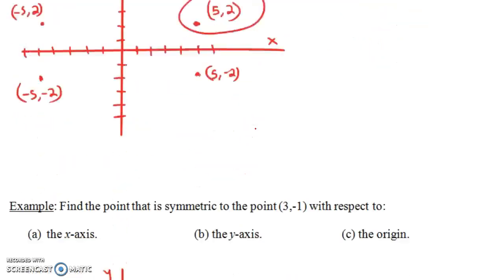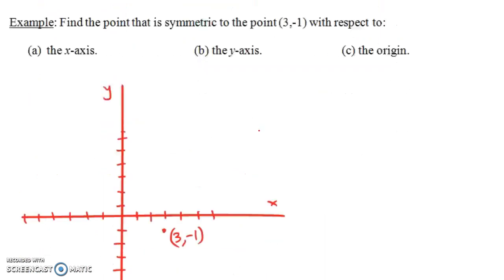Okay, let's do one more example. Find the point that is symmetric to the point (3, -1), so that's what we've drawn here, with respect to the x-axis. So if we flip this point across the x-axis, notice that what we get is, instead of (3, -1), we get (3, 1). Right? We've changed the y-coordinate.